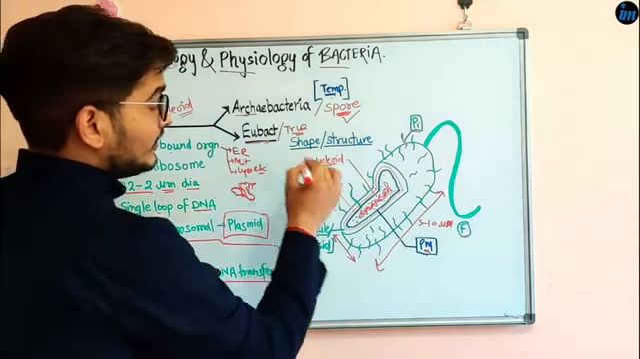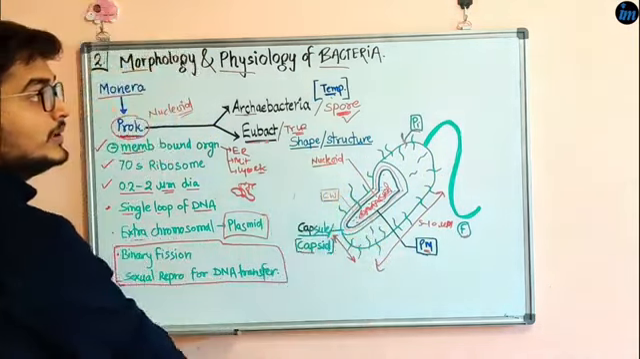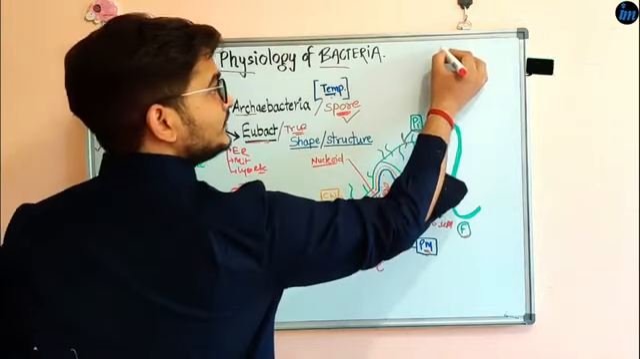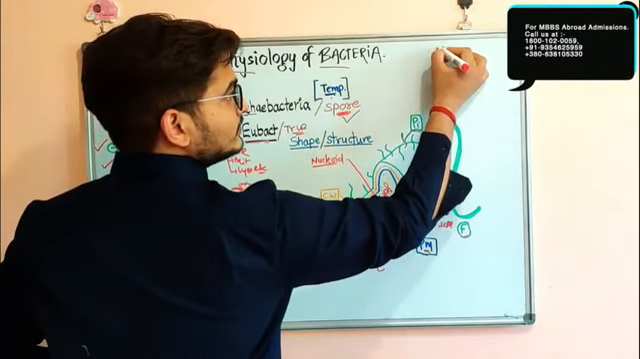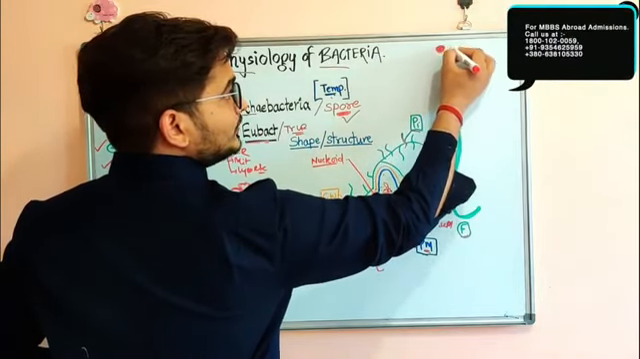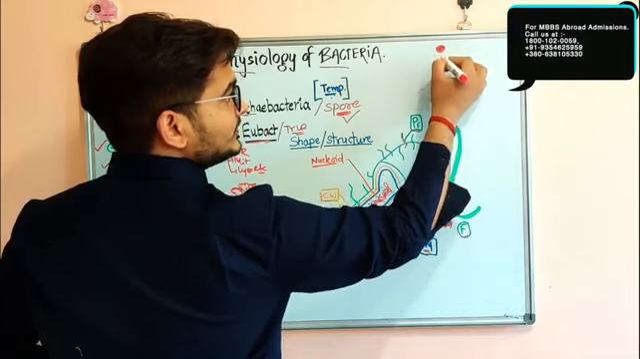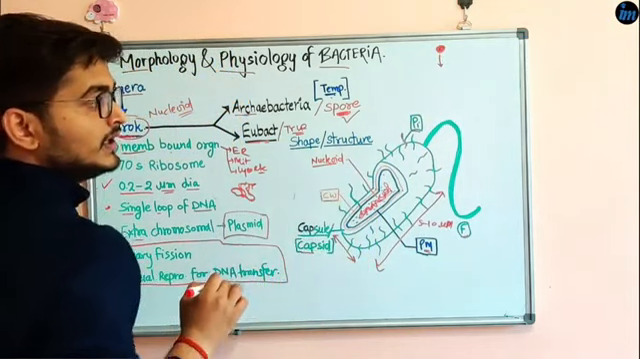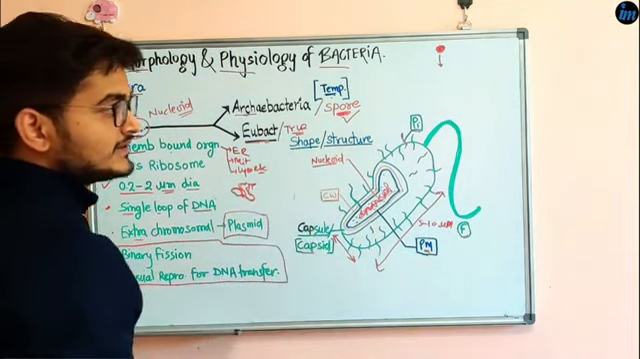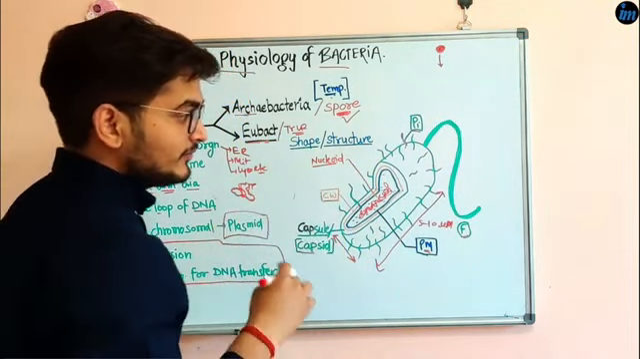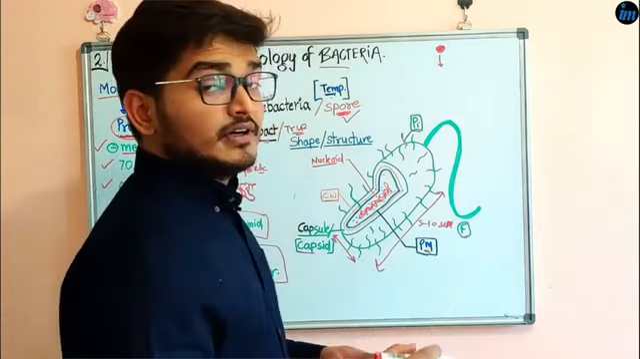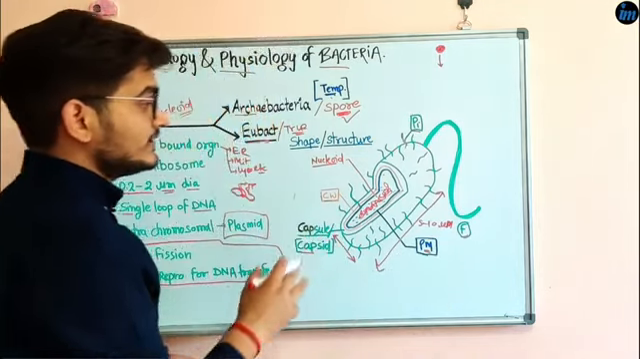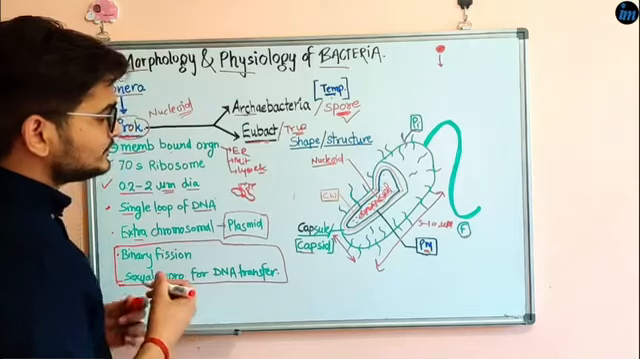Okay, once again I am going to make it clear: unicellular and prokaryotes, proper nucleus absent. We are talking only about them. Next, there will be their existence, their properties, and their further chemical and structural properties. I will tell you stepwise.